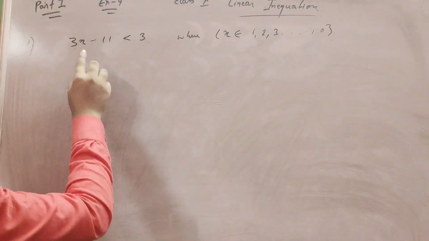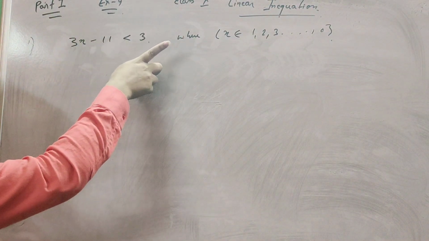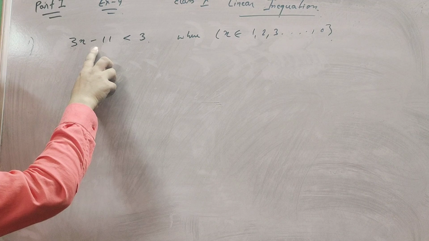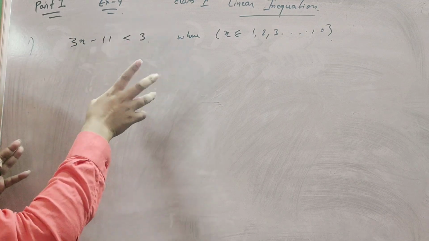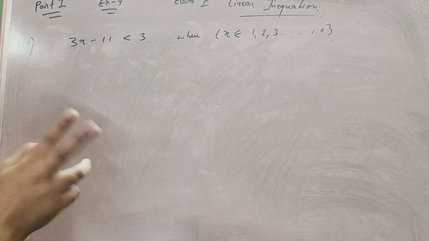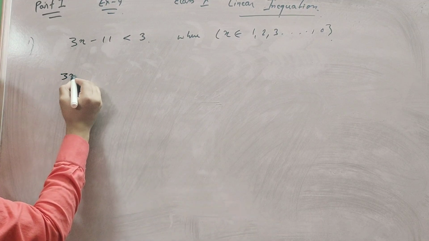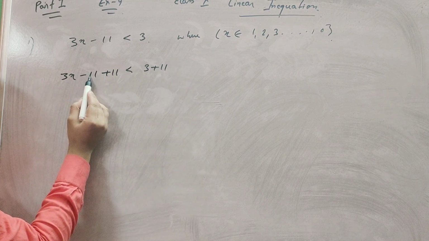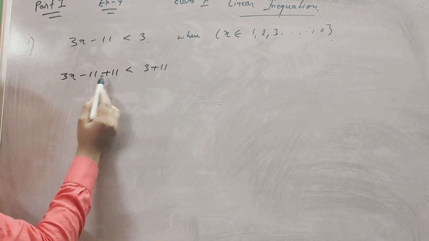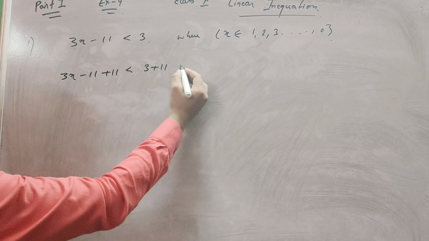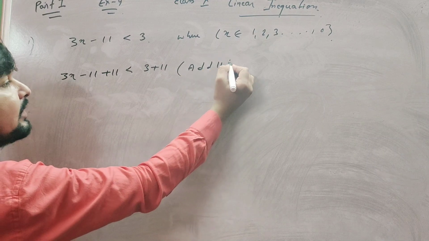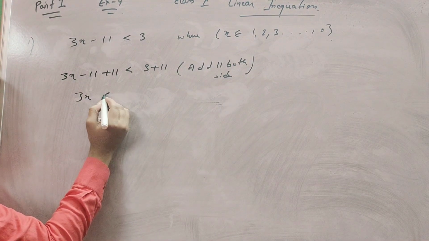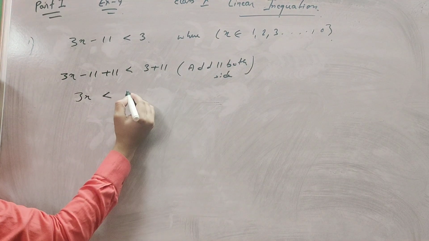For example, minus 11 goes to this side, that means it becomes positive because it is a negative number going from LHS to RHS. So you add 11 on both sides. So 3x minus 11 plus 11, and 3 plus 11. You see, minus 11 goes this side, that means it becomes positive. So you add on both sides because this is the rule of doing the inequation: add 11 on both sides. Clear? So 3x minus 11 plus 11 cancel, 3 plus 11 is 14.